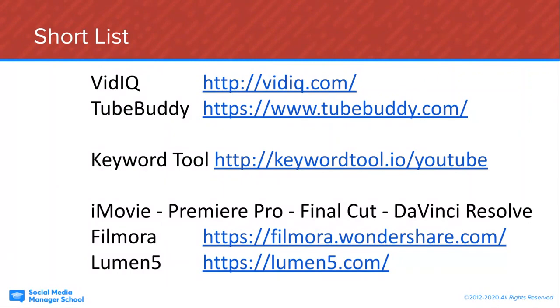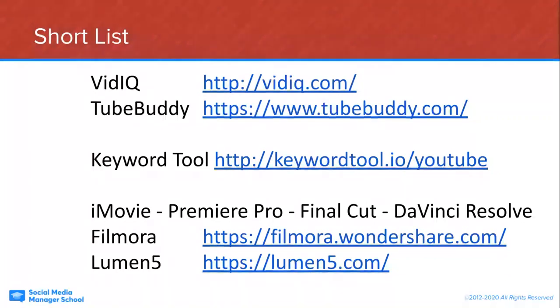The second category of tool that you're going to need to look into is a keyword tool. And basically, you really need a keyword tool for everything in social media because that's how you build hashtags, that's how you build titles, those are all the things. Well, the one that I'm going to show you today has a tab specifically for YouTube.